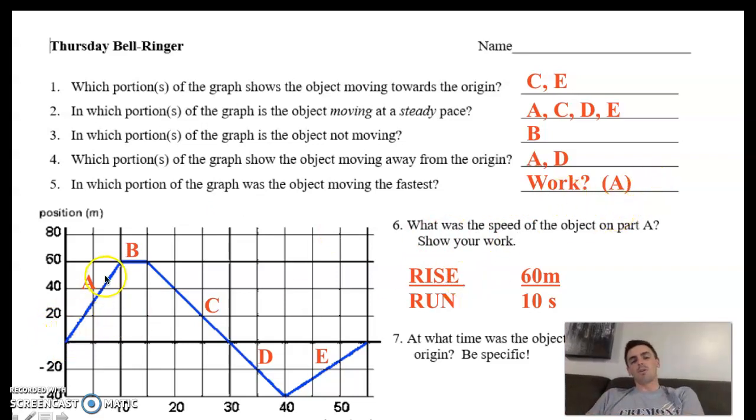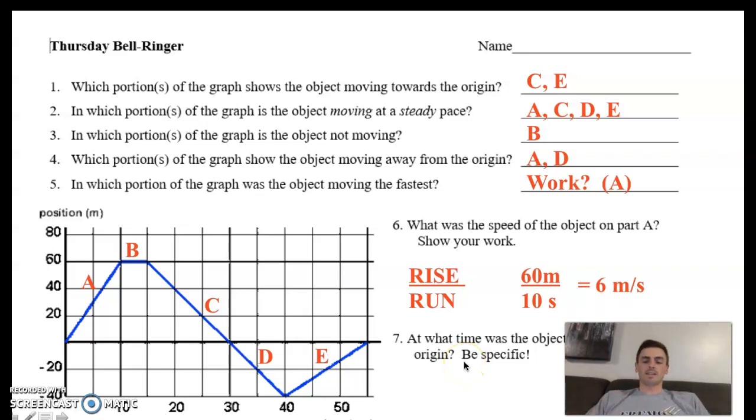What we do then is find the slope. And everybody, if we have this right here, we see part A started at 0 and it went to 60. So he covered 60 meters, and he started at 0 and went to 10 seconds. So he went 60 meters in 10 seconds. If we simplify that, we say he was going 6 meters per second. What we'll do next week is add direction to that. That would be 6 meters per second away from the origin.